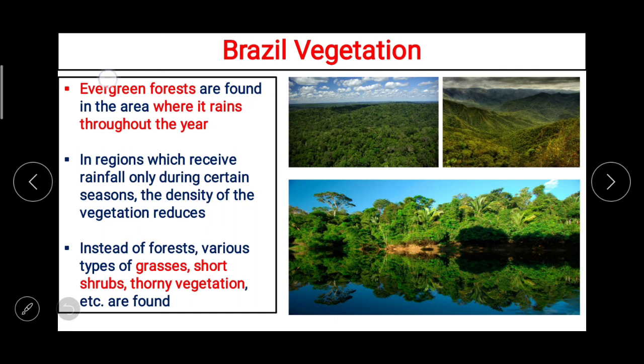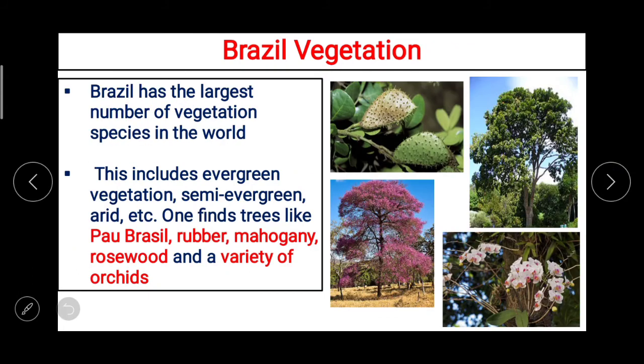Evergreen forests are found in the area where it rains throughout the year, and in regions which receive rainfall only during certain seasons, the density of the vegetation reduces. So instead of forest, various types of grasses, short shrubs, thorny vegetation, etc. are found there. So again the same thing I am repeating, it all depends on the rain. Next to the evergreen forest, Brazil has the largest number of vegetation species in the world. सबसे ज़्यादा species जो है vegetation के, it means of plants, वो ब्राज़ील में है.